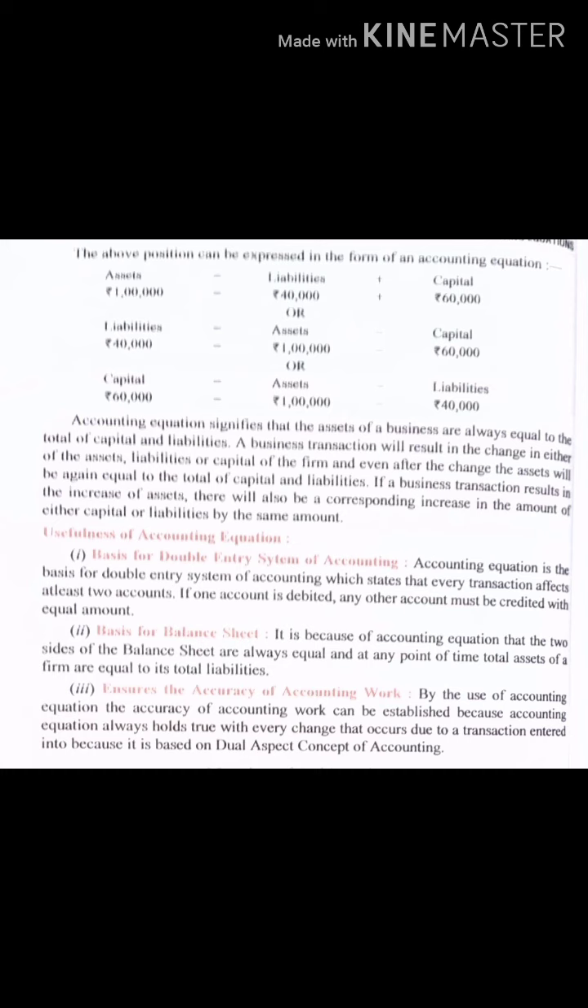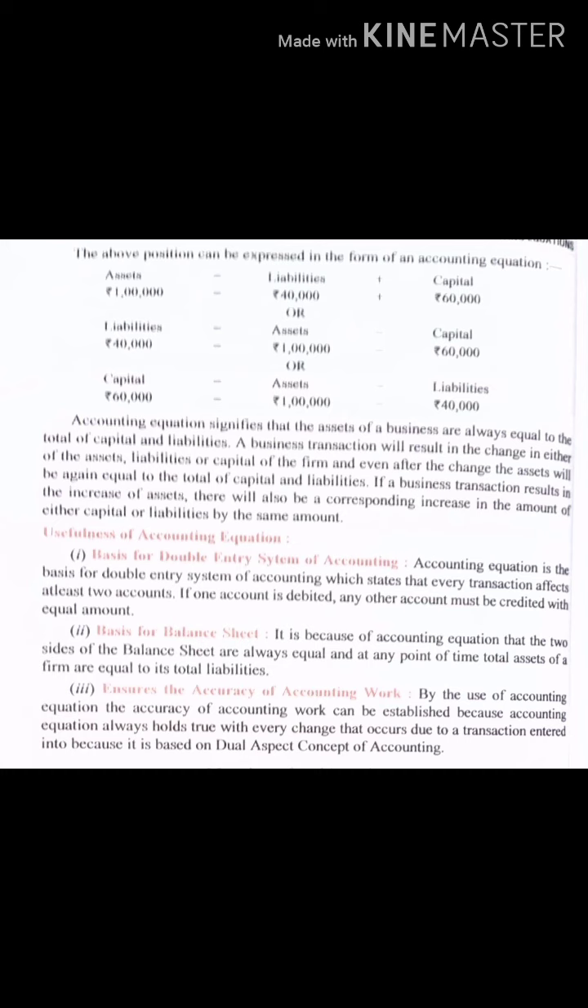Next is basis for balance sheet. Now see, if you learn the accounting equation, this is just a basic. In future, this accounting equation will turn into the balance sheet. Okay, so that is what it says. It is because of the accounting equation that the two sides of the balance sheet are always equal at any point of time. Total assets of the firm are equal to its total liability.